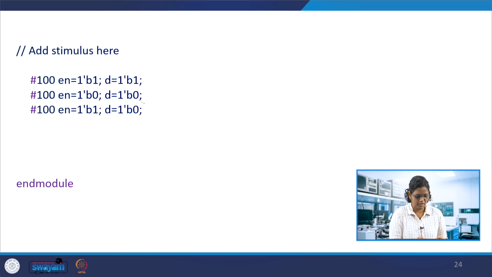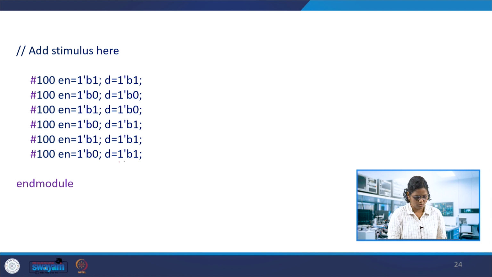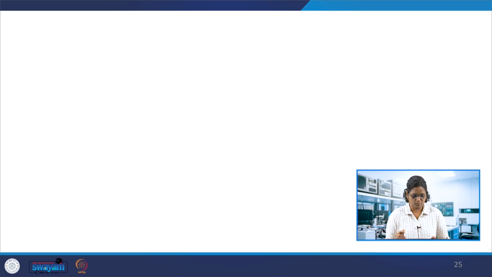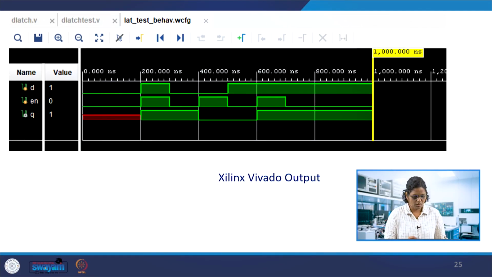After that, enable is made 1, data is still 0, and then enable is 0 and data is 1, enable is 1, data is 1, and so on. So there are various combinations of this input, the change in the enable. If enable is 1, the data input is just passed to this Q. So let's see the output here.